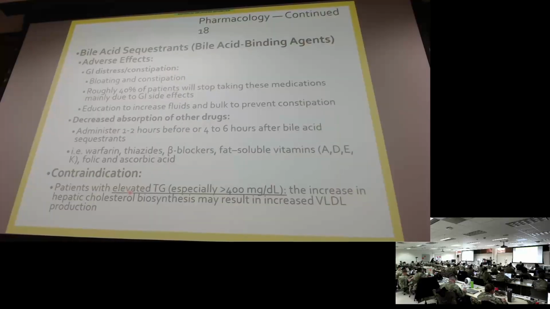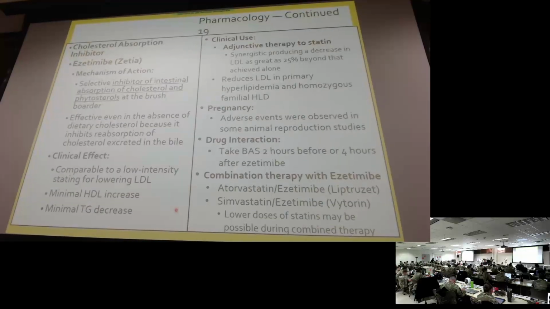Contraindication, because I can see potentially that bump that we talked about. If somebody has a triglyceride level that's over 400, which is extremely high, they should not be taking a bile acid sequestrant, okay? So greater than 400, elevated triglyceride, highly elevated triglyceride. Make sure that you're understanding they should not have a BAS on board.